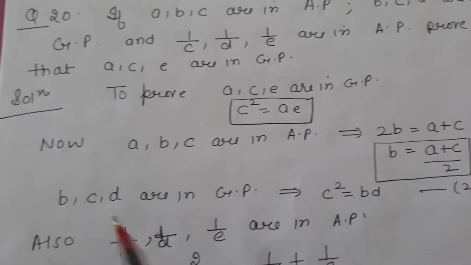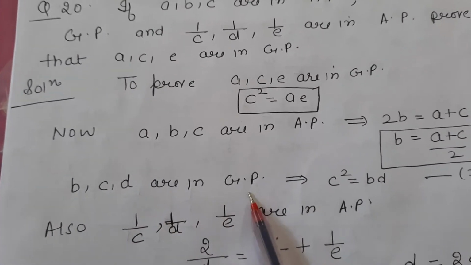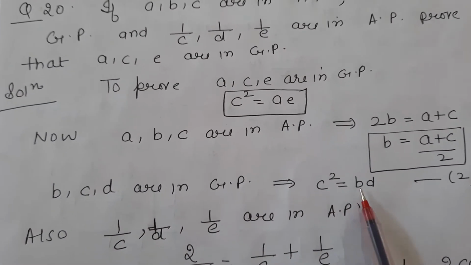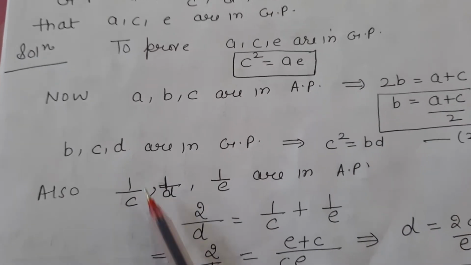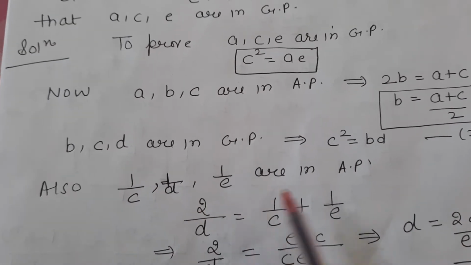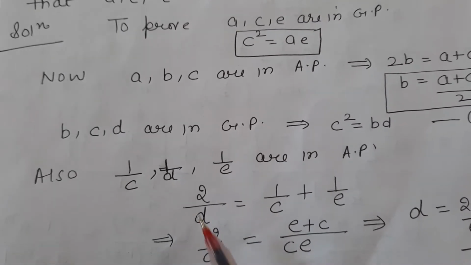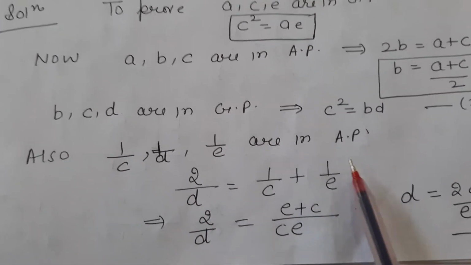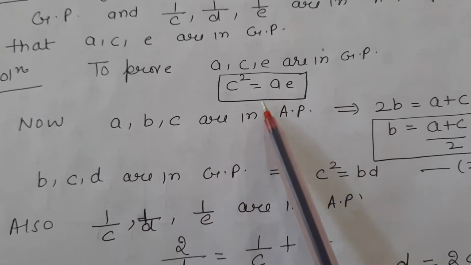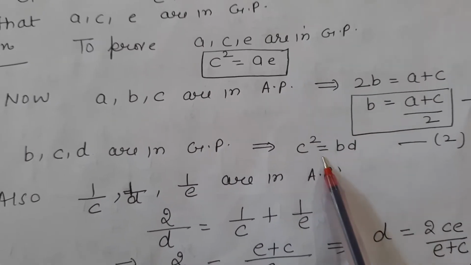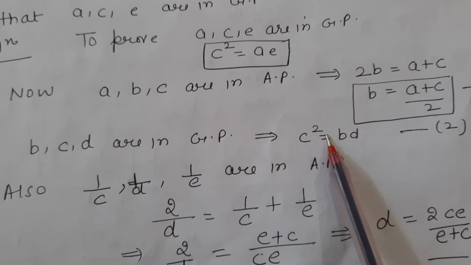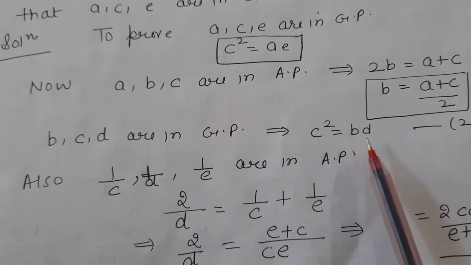B, C, D are in GP. This is given. So C square is equal to B into D. 1 by C, 1 by D, 1 by E are in AP. So again twice the second number, 2 by D, is equal to 1 by C plus 1 by E. Now you have to prove this result and this is already true. So in this equation we are going to put the value of B and D.